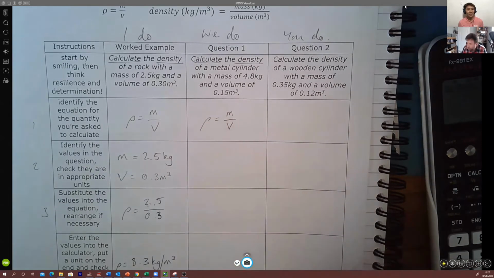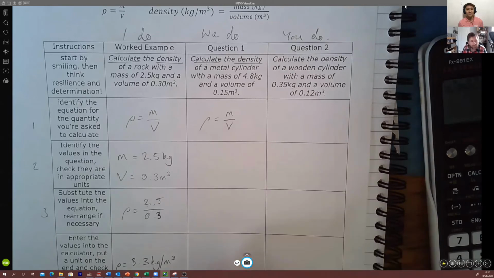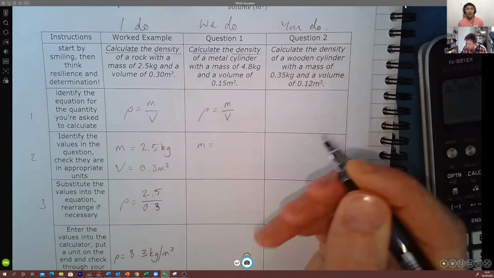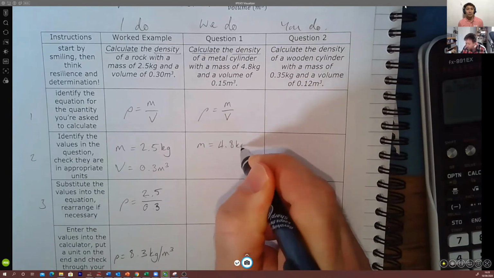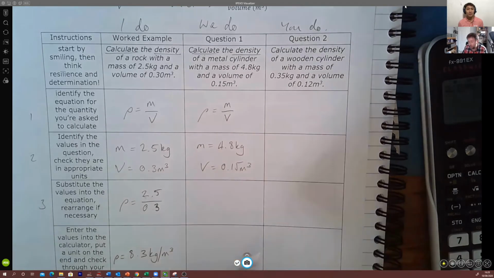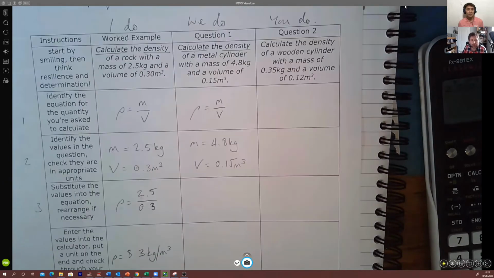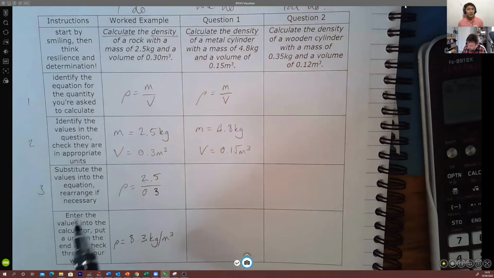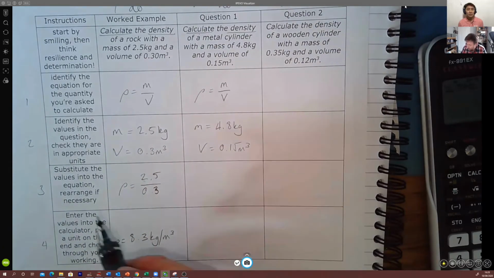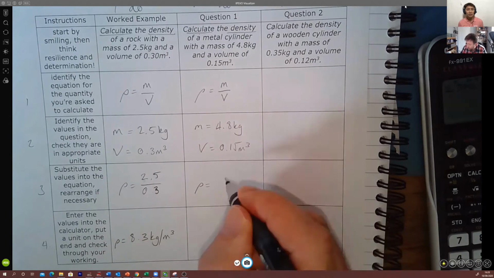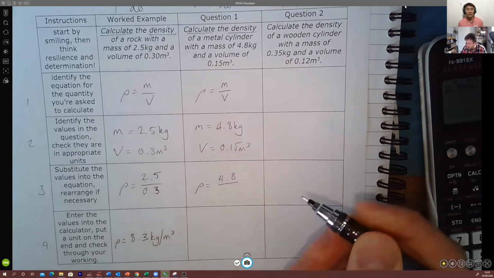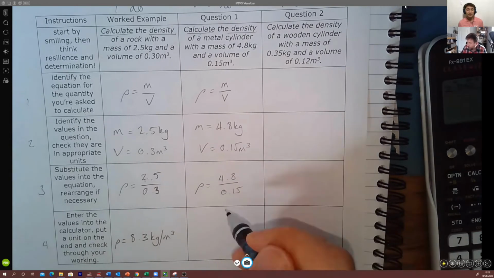And then identify the values in the question. Check they are in appropriate units. Okay, so what are my values in the question then? Have you got a mass? Yes. So the mass will be 4.8 kilogram and volume will be 0.15 meters cube. Great. And are they in appropriate units? Yes, they're okay. Right, so I don't need to do any conversions at this point. Next step then? Substitute the values into the equation, rearrange if necessary. So rho equals 4.8 over 0.15. Great, okay.